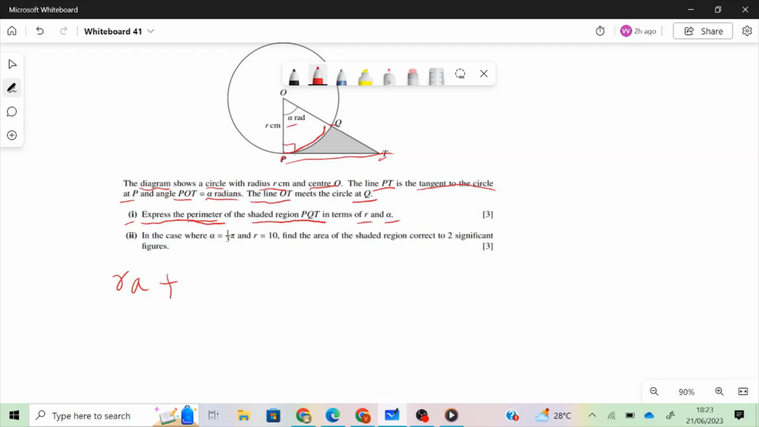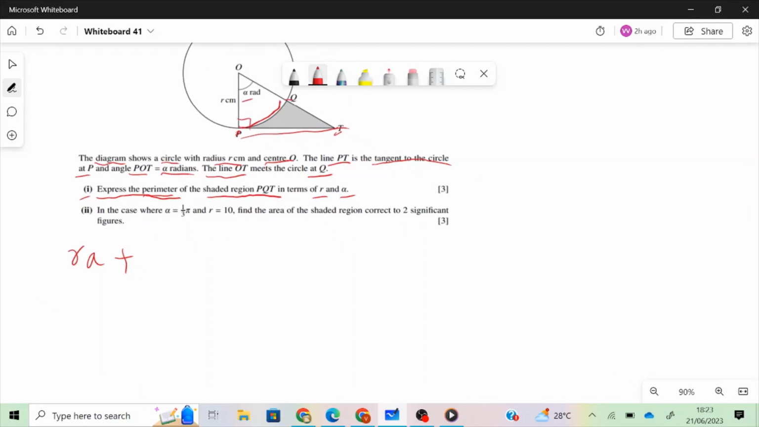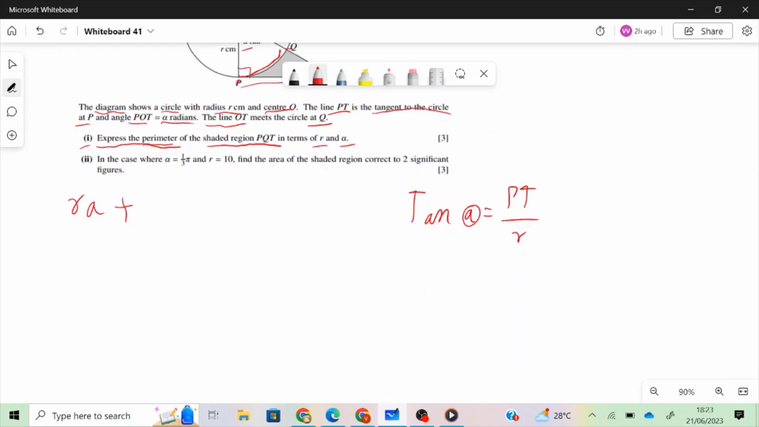Now to find PT, we can simply use the TOA. That's tan alpha equals to TOA, that's O over A, that's our opposite, which in this case is PT, over our adjacent, which in this case is R. Of course, alpha is the angle over here, so tan alpha is equal to PT over R, and if you cross multiply, you know that your PT is equal to R tan alpha.